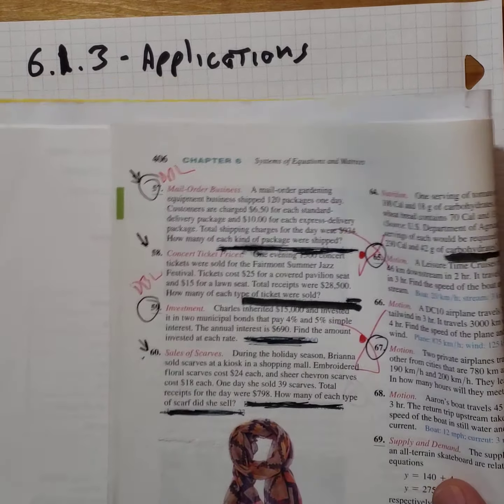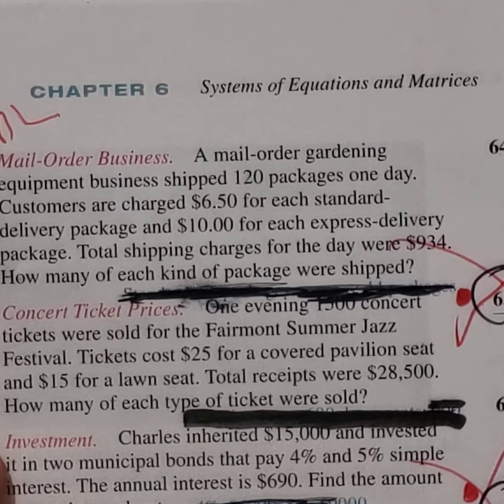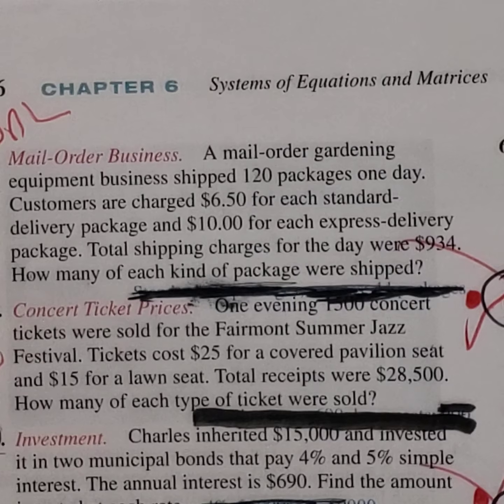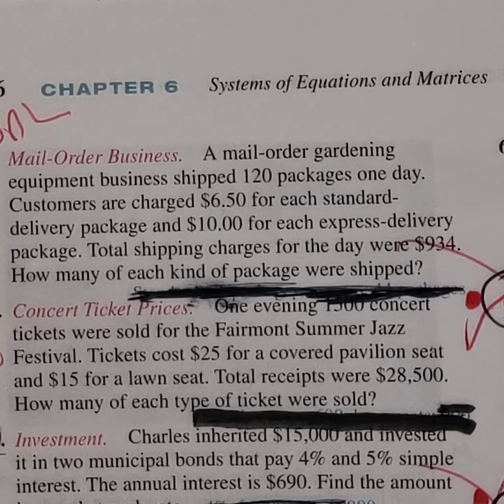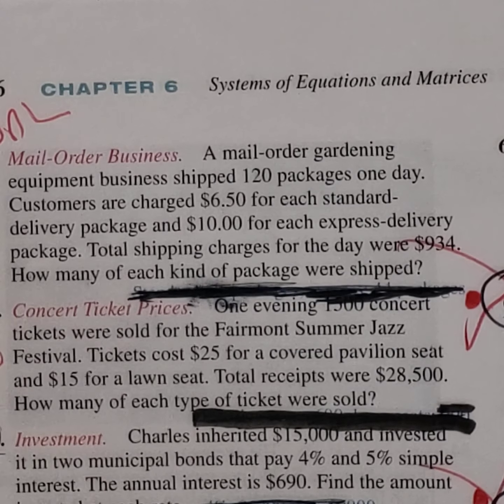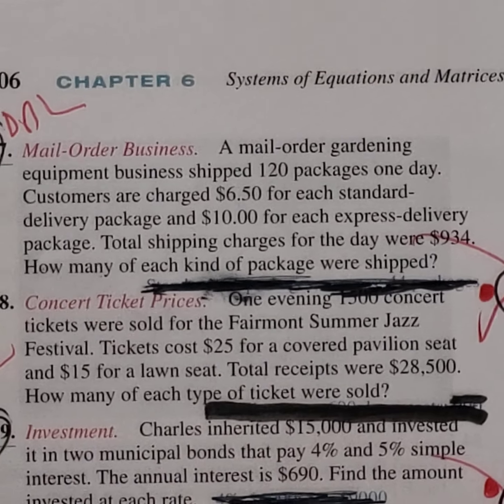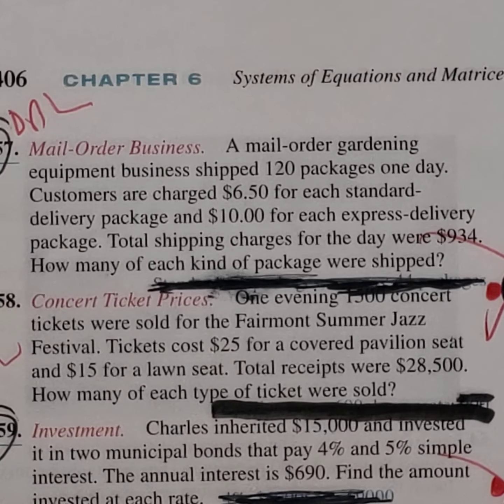We've got a mail order company, equipment business, that shipped 120 packages one day. Customers are charged $6.50 for each standard delivery and $10 for each express delivery. Total shipping charges for the day were $934. How many of each kind of package were shipped? Now, in the intro to Chapter 6, I said that we would have restrictions on our two values. Well, here our two values are standard delivery and express delivery packages, and specifically how many of each we have.